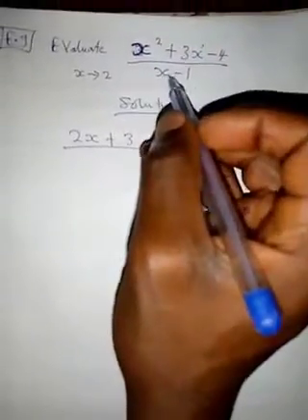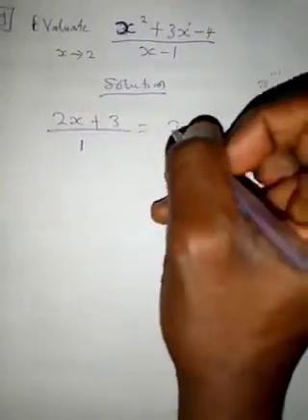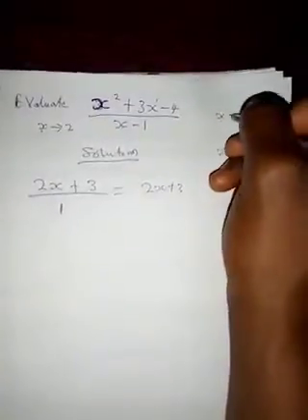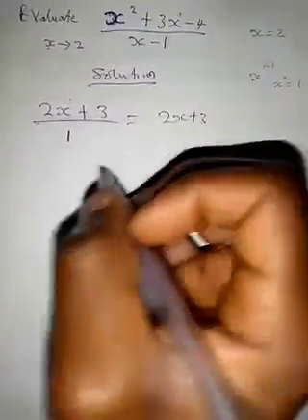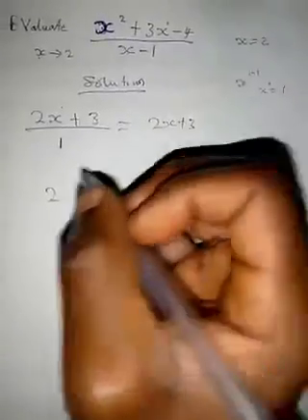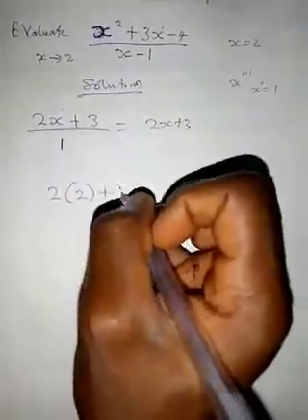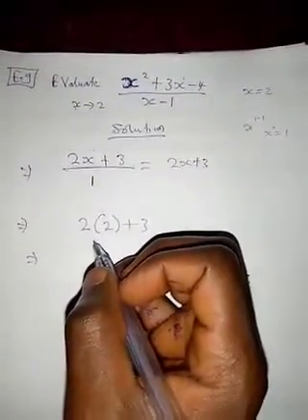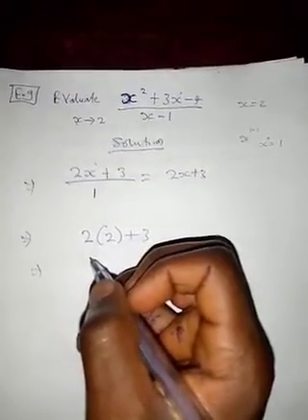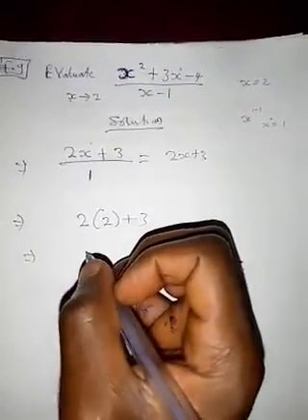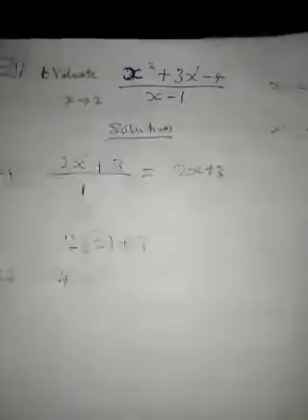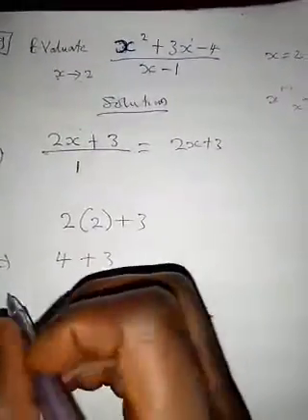So when we differentiate this, we'll have 1, and this is still the same thing as 2x plus 3. We know that x approaches 2, which means x is equal to 2. So from here, if we substitute the value of x, which is 2, we have 2 plus 3. So this will multiply this, we'll have 4, so that will give us 4 plus 3, so we'll have 7.